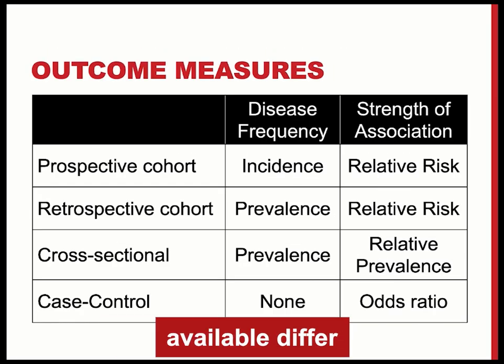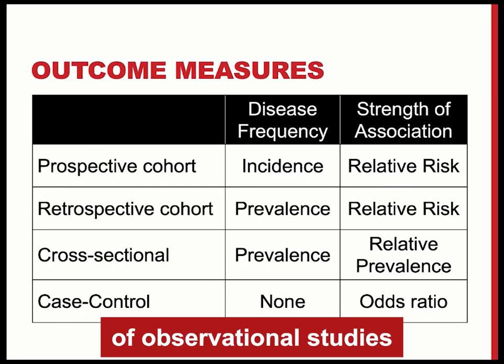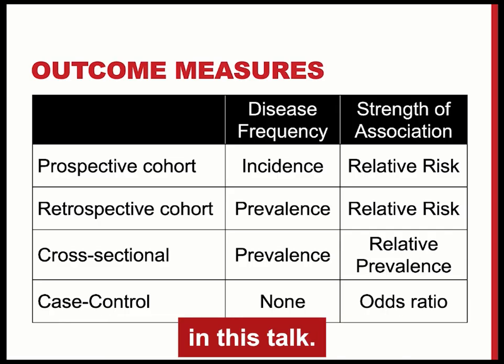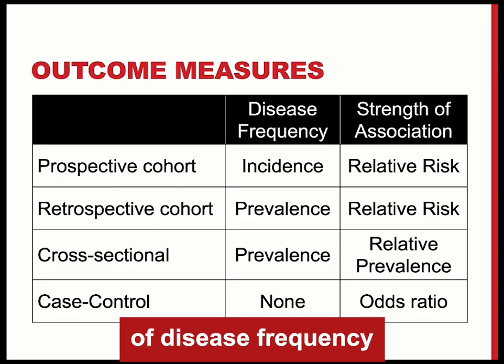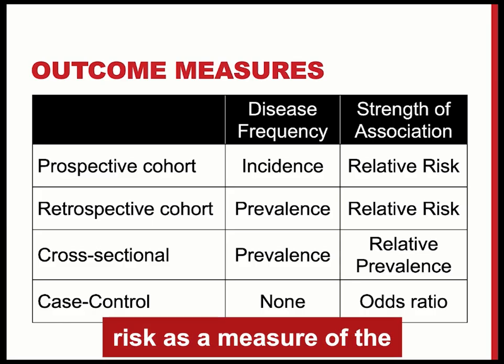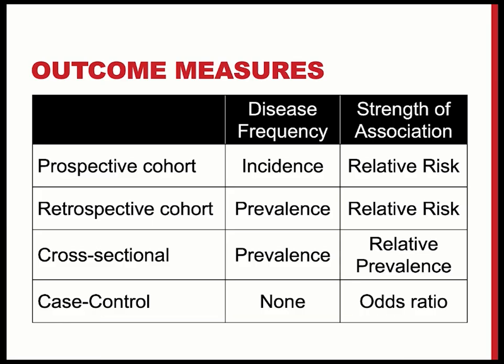The outcome measures available differ for the types of observational studies that we've discussed in this talk. Prospective cohort studies yield an incidence as a measure of disease frequency and a relative risk as a measure of the strength of association.